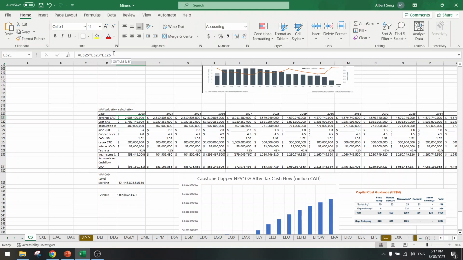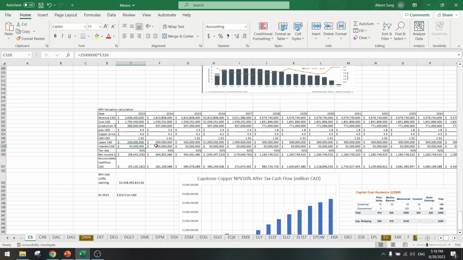It's really easy. You just use the equal sign, then click on this times click on that times click on this, and then you will have your formula. For the costs, we just do the same. Production times all-in sustaining costs times the exchange rate, and then we have the cost in CAD.